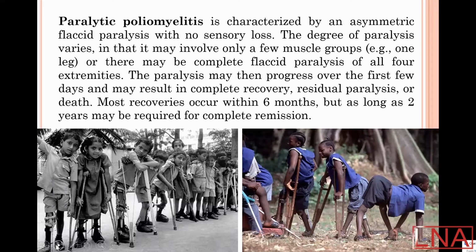Most recoveries occur within 6 months, but as long as 2 years may be required for complete remission. It's a time when the person has a window for treatment. What does it mean, window for treatment? Window means the earlier we start to treat paralytic polio, the more chances to get to normal. Normal, I mean, not absolutely.